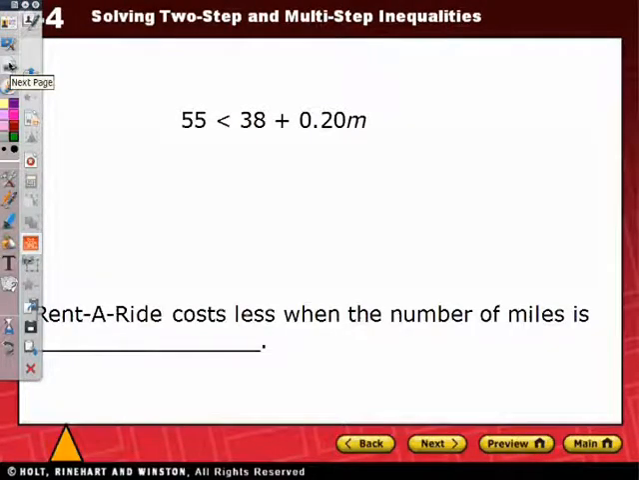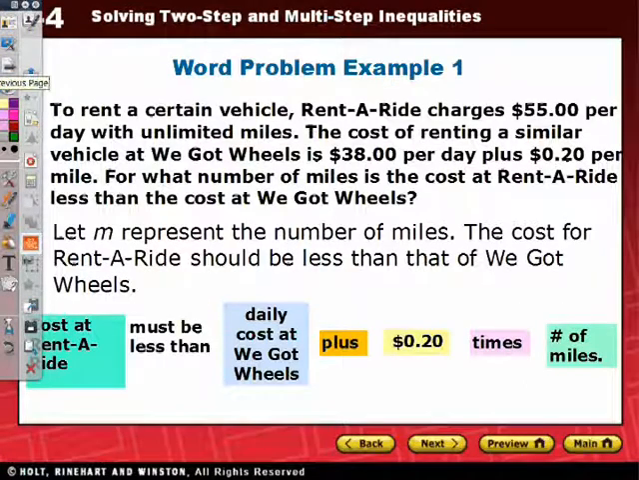Okay, oops, I lost the problem. There we go. So we're going to look at one word problem here, and then we'll do some more in class too, but we're going to look at this one quickly here, and then we'll be done with this lesson. To rent a certain vehicle, Rent-A-Ride charges $55 per day with unlimited miles. The cost of renting a similar vehicle at We Got Wheels is $38 per day plus 20 cents per mile. For what number of miles is the cost at Rent-A-Ride less than the cost at We Got Wheels?